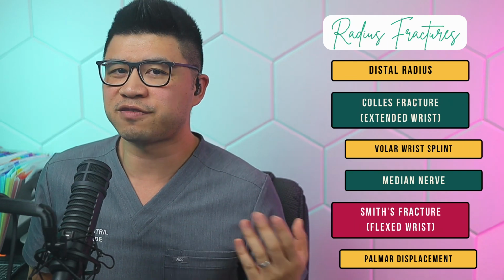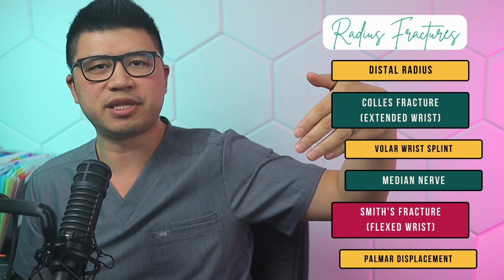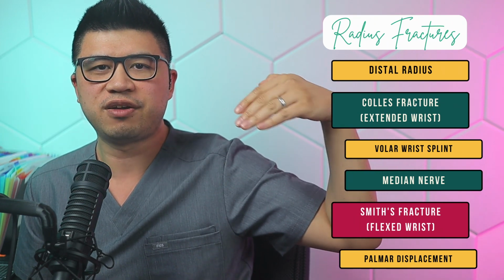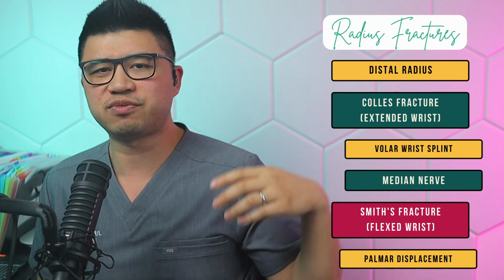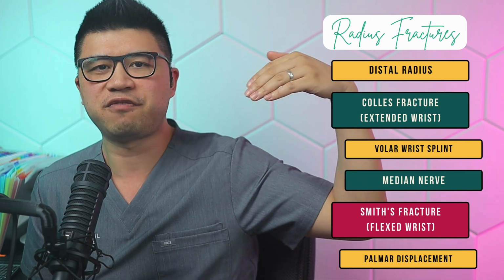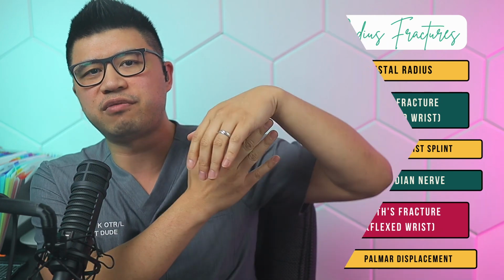A Colles fracture may compress on the median nerve. And less commonly, a flexed wrist fracture usually occurs from high energy trauma. And this results in a Smith's fracture, resulting in volar or palmar displacement of the wrist.